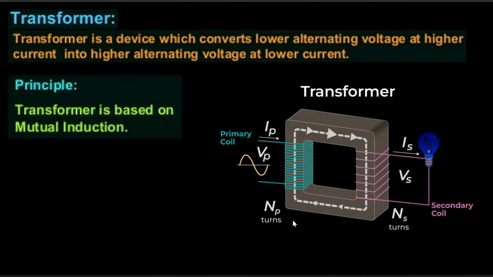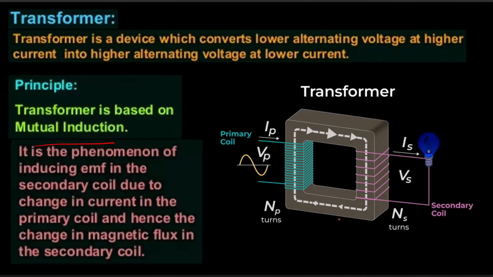Now the principle of working is basically the mutual induction principle, right? So, what is mutual induction? It is a phenomenon of inducing EMF in the secondary coil due to change in current in the primary coil, and hence the change in magnetic flux in the secondary coil. So, this is the working principle of transformer.